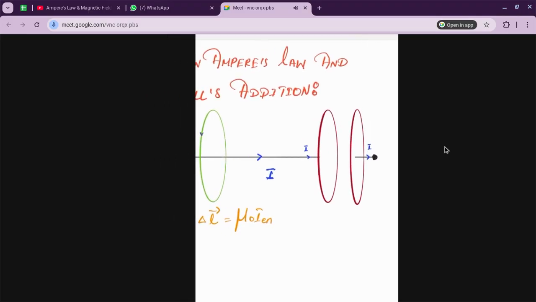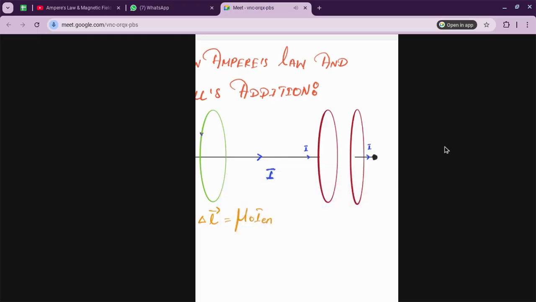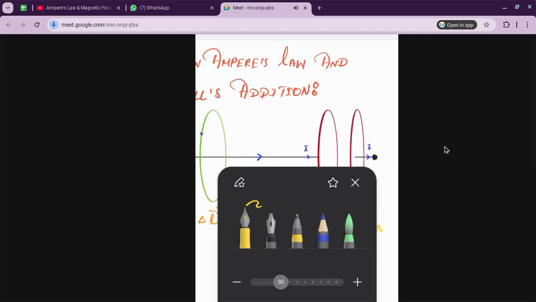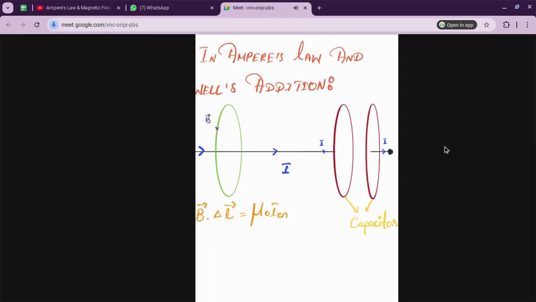Now I place a capacitor over here. Now this is a capacitor, two plates of a capacitor. Now this is the example where Ampere's law gives a faulty result to us. How? Let's see.